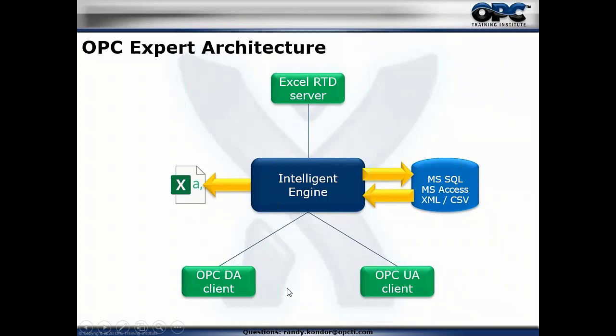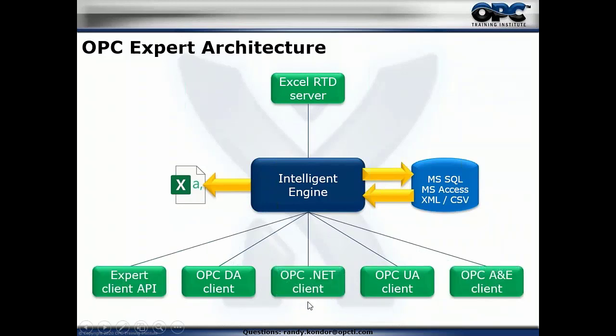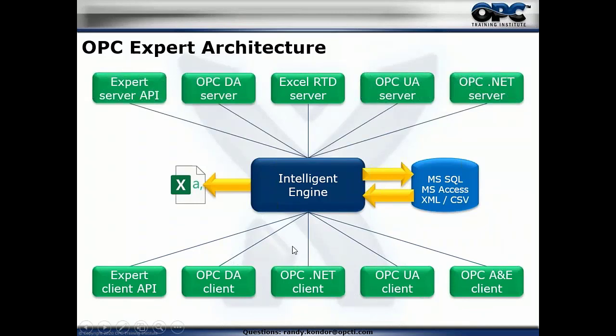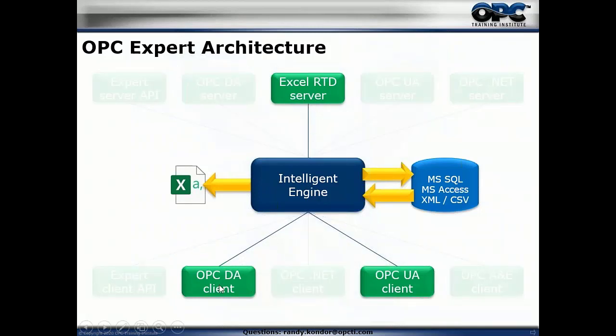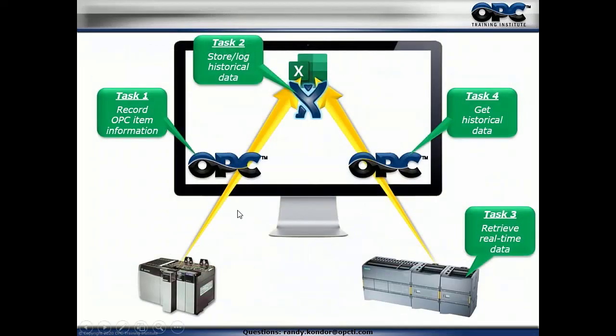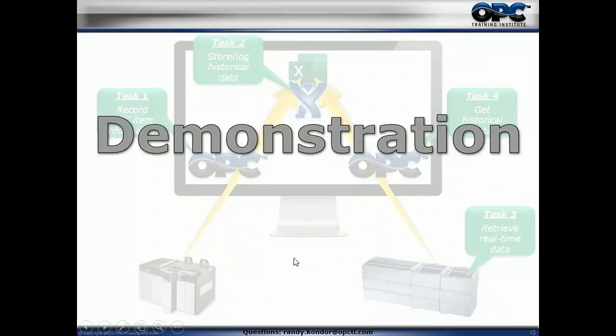Now, OPC Expert comes with a bunch more. There are different ways to get the data into OPC Expert, different ways to get the data out with a UA server, DA server, and so on. But in this case here, for this particular demo, we're talking about OPC in and the RTD out, and then storing the data in Excel-friendly file formats or in a CSV. So once again, task number one, we'll record the OPC item information, and then we'll do the rest. So let's get going here with a little demo.